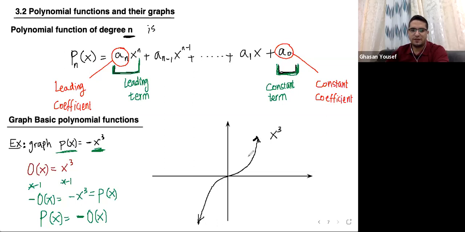Now we have to reflect this curve around the x-axis. This means my mirror should be the x-axis. Here's my x-axis. This is my mirror, so all points should reflect around this line. The point (0, 0) should be the same point, and all these points should be here. And the same thing for this curve from this side, it should be up like this.